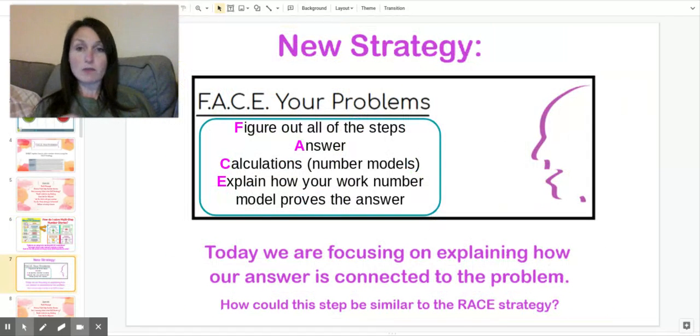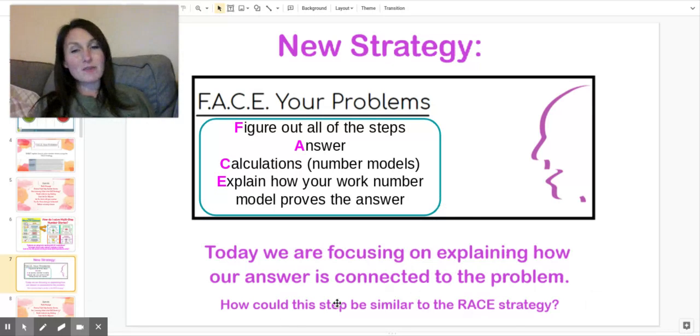And then once we solve the problem, we're going to write out our thinking using the FACE strategy. So FACE means that you first figure out all the steps. Did you solve it, right? Then you can go and write your answer. Then, what were your calculations that you did? You can write the number models like 14 plus 2, and then equals 16. So then you can explain why you did that number model. Okay, how does that show your answer? So you're explaining how your work with the number model proves this answer. How are these connected? Explain that connection between the two.